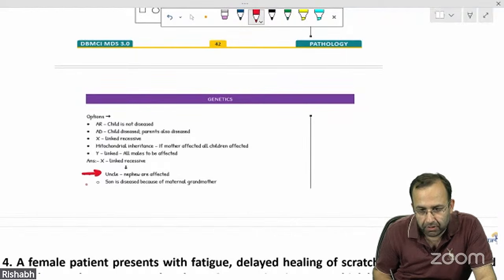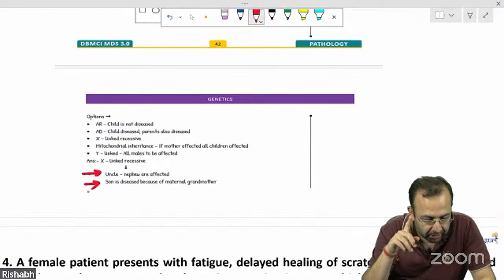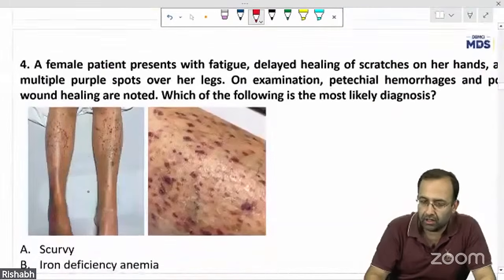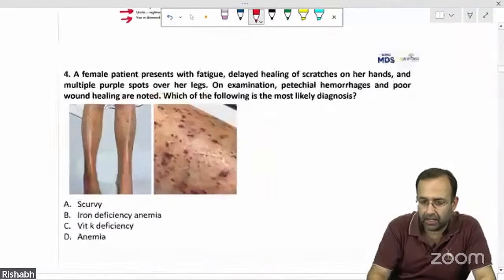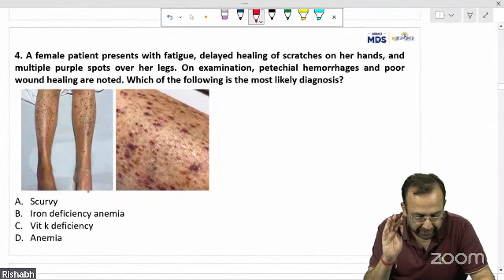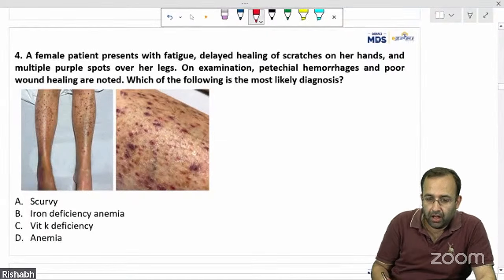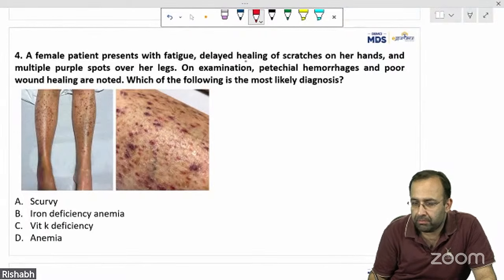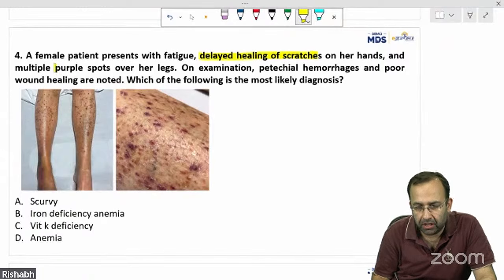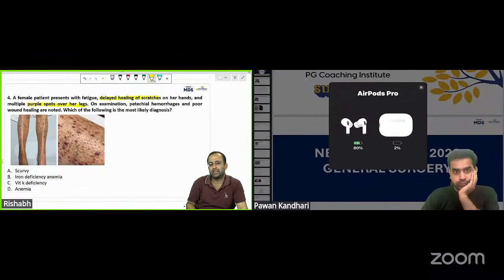Son was diseased because of maternal grandfather. It was not autosomal recessive. It was XLR, X-linked recessive. Mama Bhanja diseased. Perfect. Next question: female patient presenting with fatigue, delayed healing of scratches, and multiple purple spots over her legs.